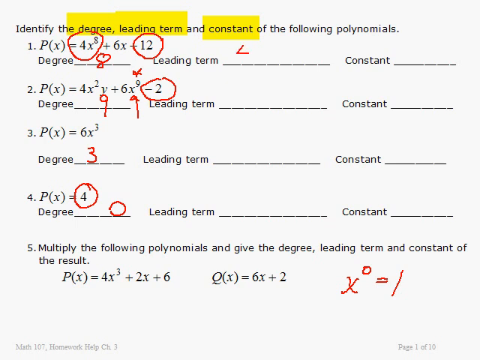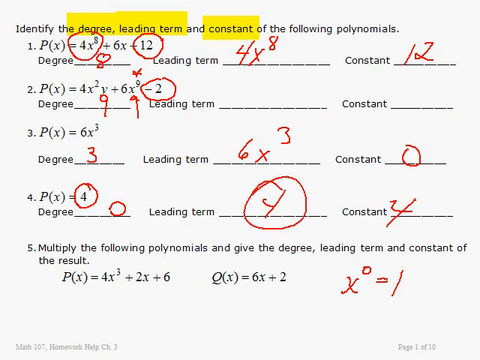So in this case the leading term is 4x to the 8th. The constant is 12. I think that was a plus. In this case the constant is 0, but you know what the leading term is. It's 6x cubed. Here it's a polynomial of degree 0. If there was an x on it, it would be degree 1. Here it's degree 3 because it's x cubed. In this case the 4 is both the leading term and the constant, but that's kind of arbitrary there.